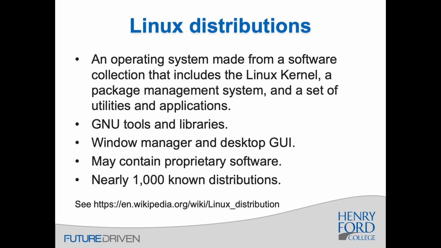What exactly is a Linux distribution? It's an operating system made from the software collection that includes the Linux kernel, some sort of package management system, and a set of utilities and applications so that you have a full-fledged system. Linux distributions are usually based on the Linux kernel and the GNU tools and libraries. Most distributions ship with a window manager and a desktop GUI. Some distributions may contain proprietary software and may be paid versions. There are nearly 1,000 known Linux distributions in existence.